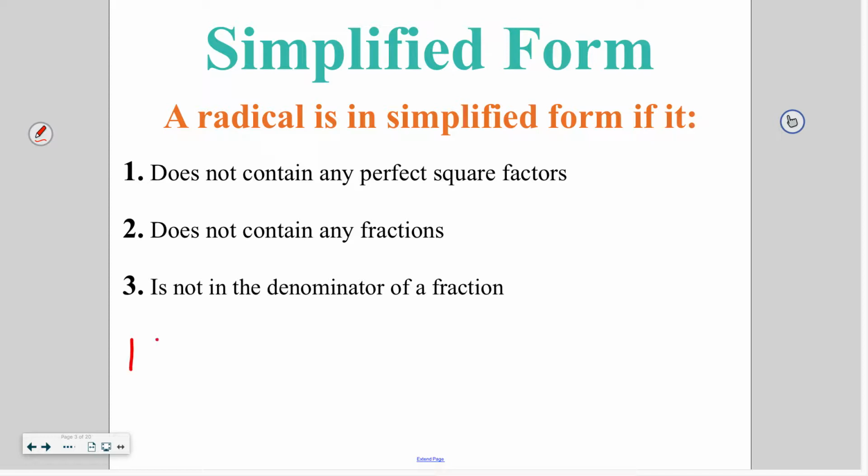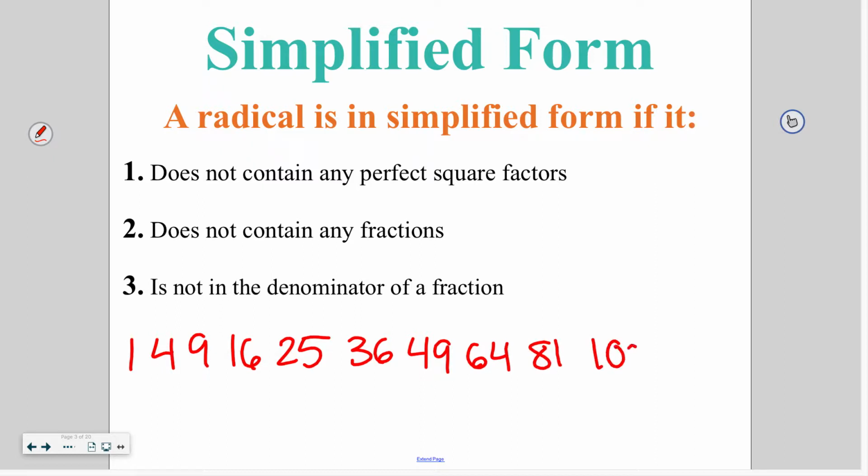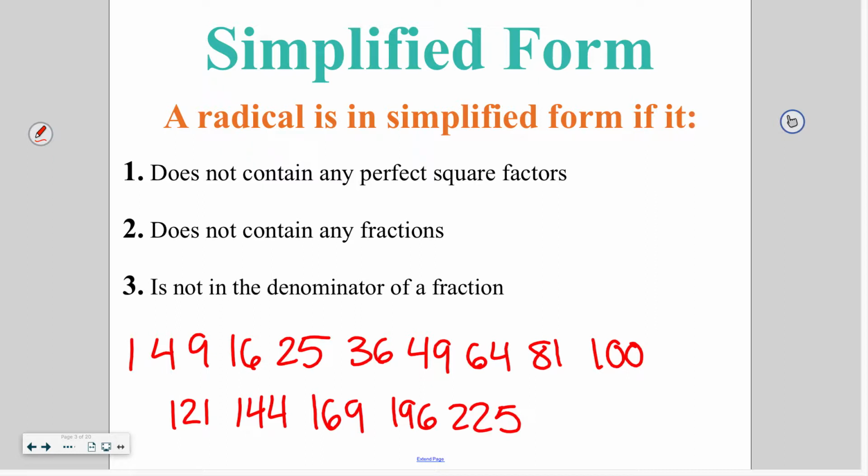So 1, 4, 9, 16, 25, 36, 49, 64, 81, 100, 121, 144, 169, 196, and 225 are the first 15 perfect squares. The square root of 1 is 1, square root of 4 is 2, square root of 9 is 3, etc. So that is 1 through 15, the perfect squares. So it cannot be divisible by any of those numbers.